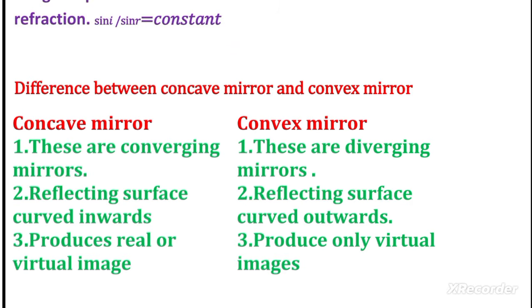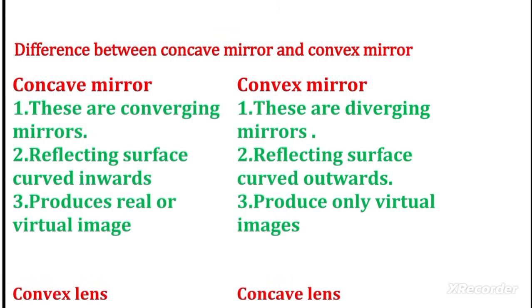Next important: the difference between concave mirror and convex mirror. First point, concave mirrors are converging mirrors; convex mirrors are diverging mirrors. Next, the reflecting surface of a concave mirror is curved inwards, while the reflecting surface of a convex mirror is curved outwards. A concave mirror produces real or virtual images; a convex mirror produces only virtual images.